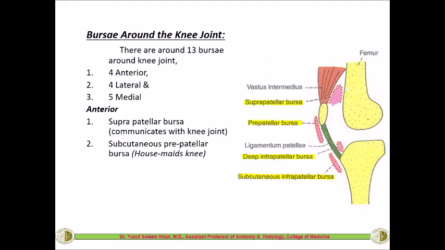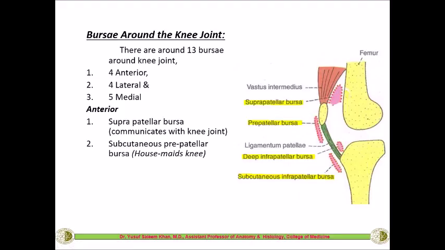The second bursa is the subcutaneous prepatellar bursa. If you can see here, this is the prepatellar bursa. It is in front of the patella, so it is called prepatellar. Pre means in front, supra means above, and infra means below the patella. So all are named according to their position relative to the patella. This prepatellar bursa is subcutaneous, just deep to the skin. This bursa is very important, especially in the case of maids.